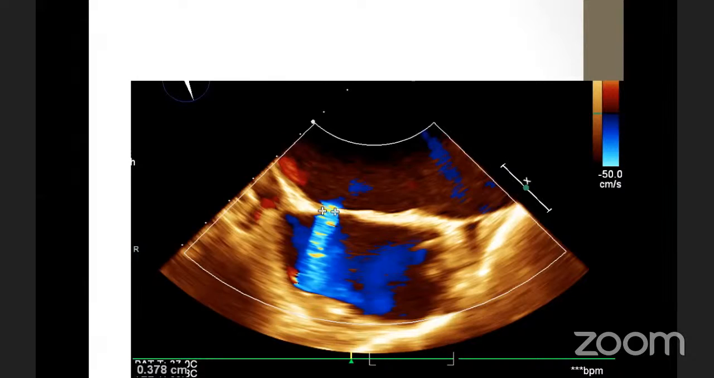Always look for a PFO, that is a patent foramen ovale. You look for the echo report, or if you have an echo, you can see it yourself. This is important because you have to avoid air in any case, to prevent paradoxical air embolism.